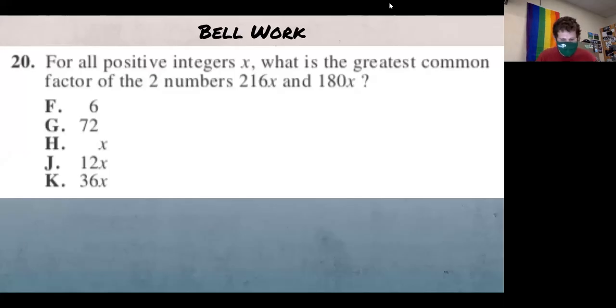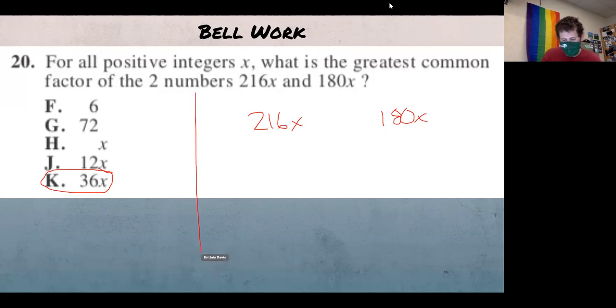All right, so the correct answer, just to jump to the end on this, is K. Now, it's a little bit weird seeing these two terms. I'm going to put 216x and 180x right here, and on the side, I'm going to keep track of what my greatest common factor is. I can see that both these have an x, so this is technically 216 times x and 180 times x.